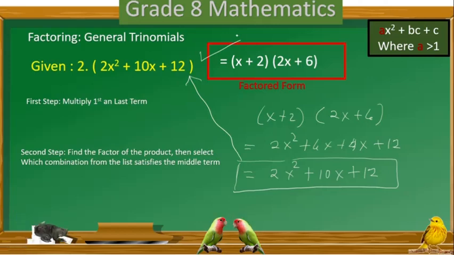So always take note that when the numerical coefficient of the first term is 1, you can easily solve for the factors of the trinomial. But if the numerical coefficient of the first term is greater than 1, then you undergo the grouping method. Your process will undergo grouping in order to find the factors of the given trinomials.